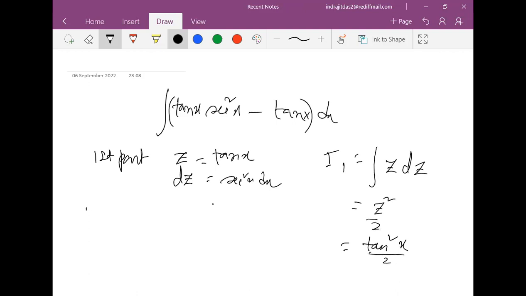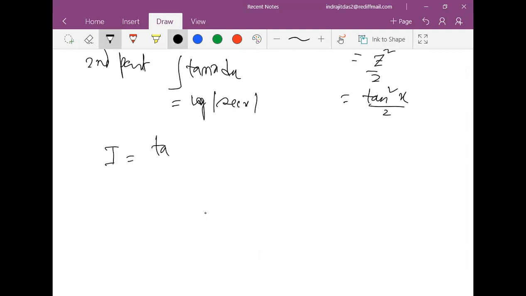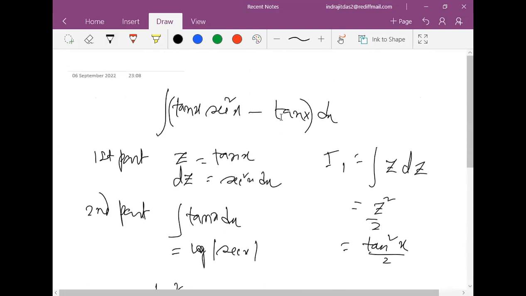And the second part is actually a formula. Only tan x, whose integral is log sec x, so we don't need to do anything there. So your integration answer with the two parts together will be tan square x by 2, meaning half tan square x, minus log sec x, plus c. This is the type of answer for tan cube x or cot cube x, etc.